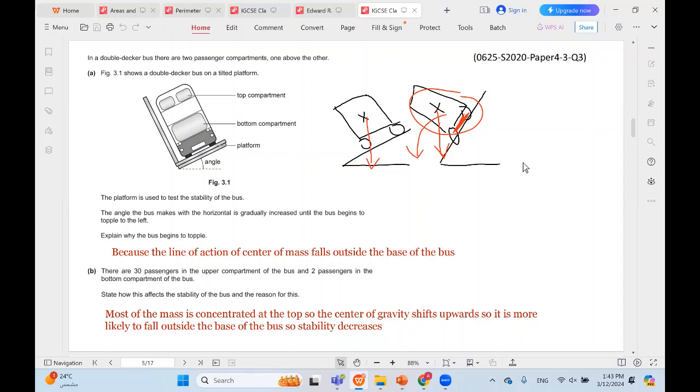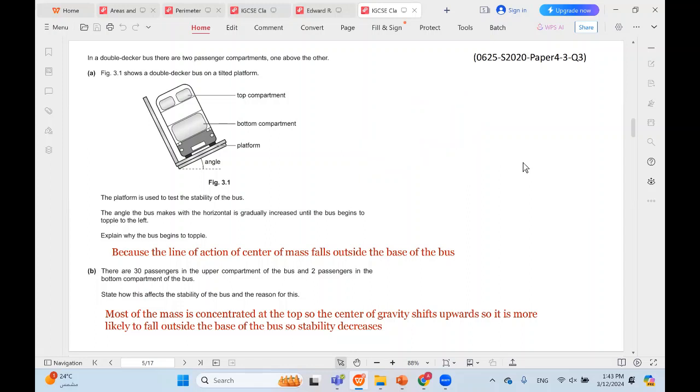So how do we describe this without too many drawings and too many words? We just say that the line of action of the weight from the center of mass falls outside the base of the bus.